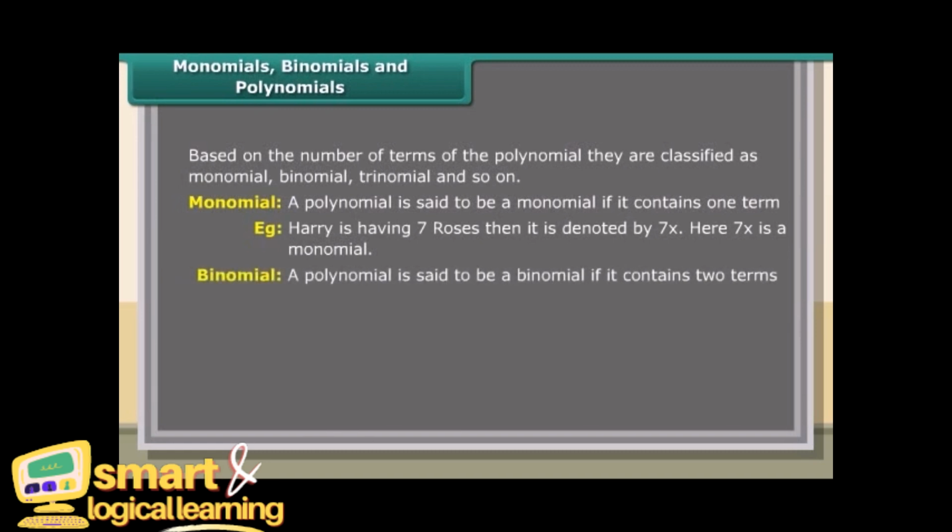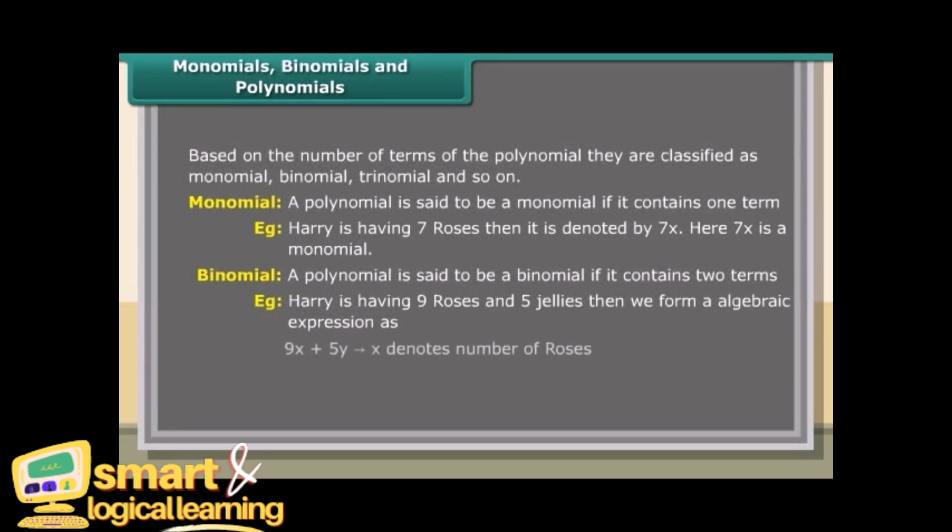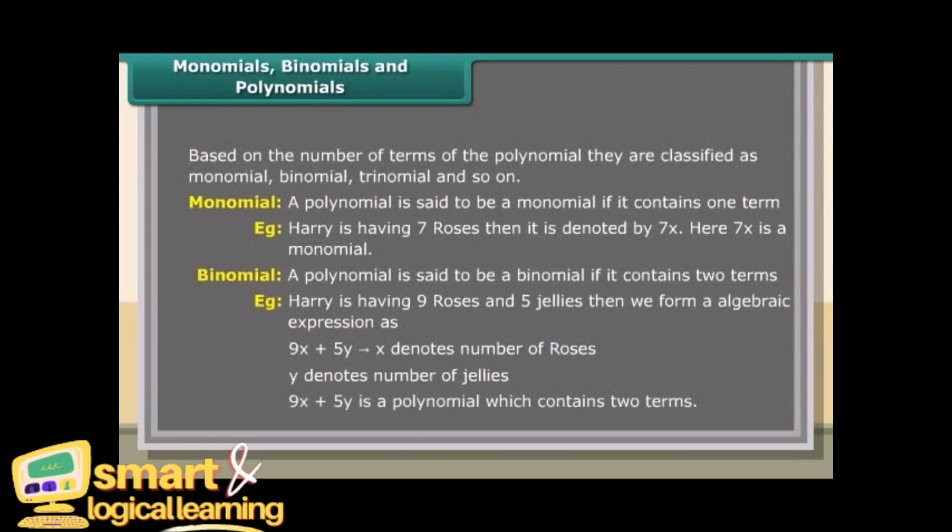Binomial. A polynomial is said to be a binomial if it contains two terms. Example, Harry is having 9 roses and 5 jellies. Then we form an algebraic expression as 9x plus 5y. X denotes the number of roses, y denotes the number of jellies. 9x plus 5y is a polynomial which contains two terms.